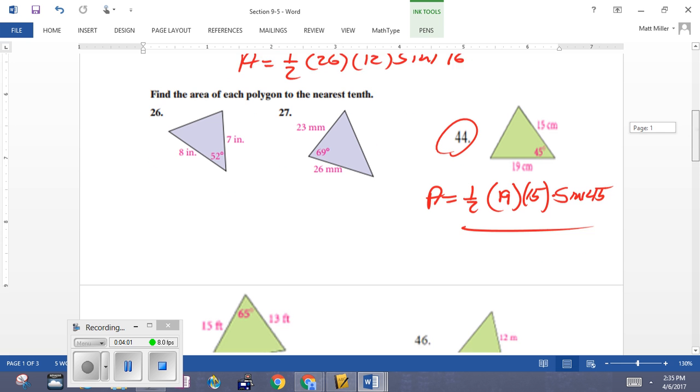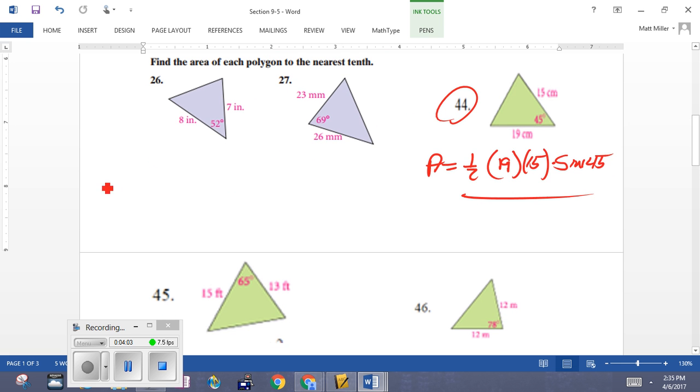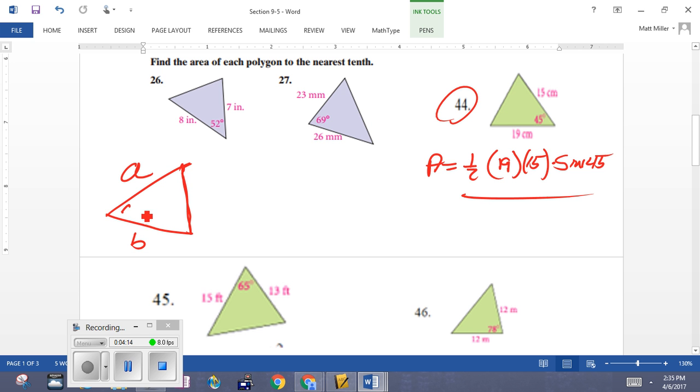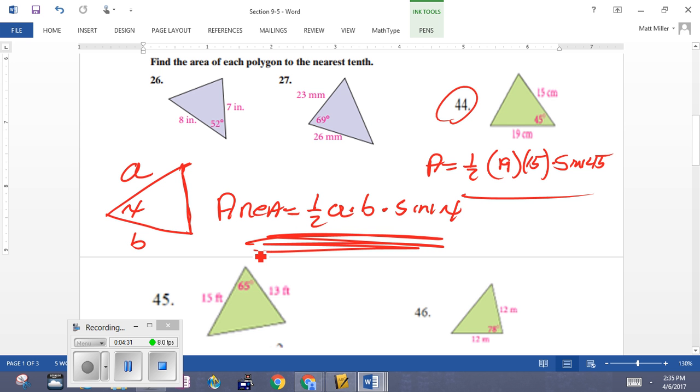So as a shortcut, whenever you have a triangle, any triangle, in which you have two sides, sides A and B, and the angle in between them, x, the area is simply equal to 1/2 of the side A times the side B times the sine of the in-between angle. That's a new formula for area of a triangle. Okay, so you can use that for all those problems. They all fit that mold.